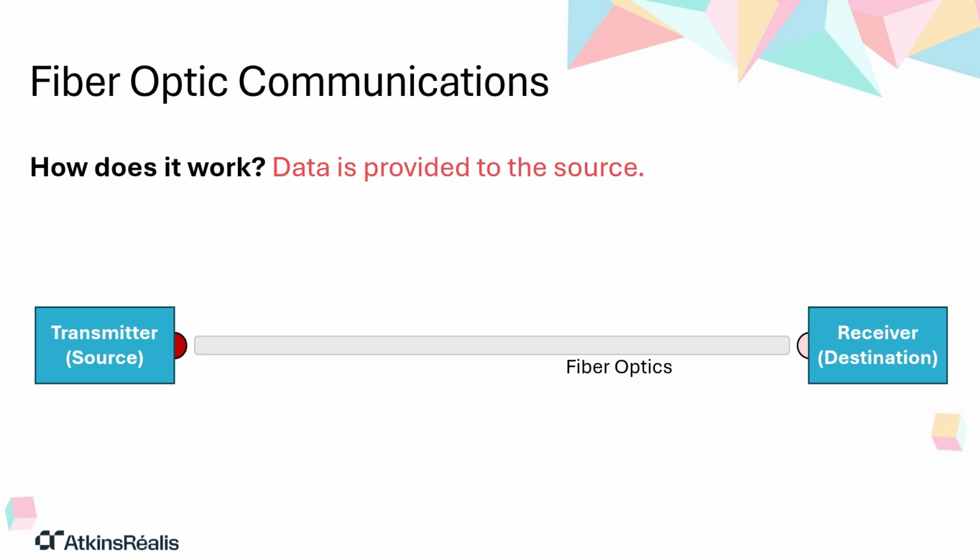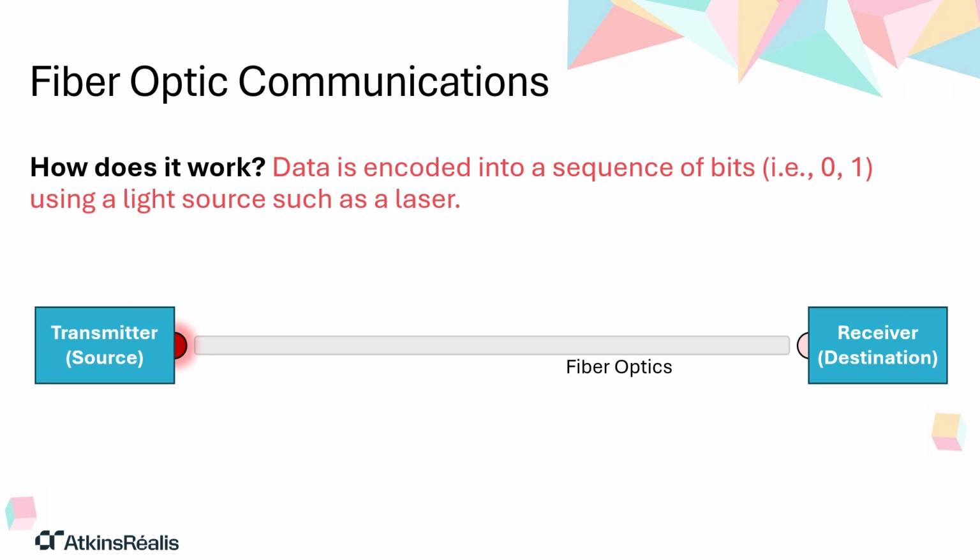Okay, so how does it all work? What happens is data is provided to the source. This is the transmitter, which is outfitted with an LED or laser ready to send pulses of light down the fiber optic strand. The transmitter will receive that data and encode it into a sequence of bits. Remember, those are your ones and zeros, using that light source, i.e. the LED or laser, to transmit that data.